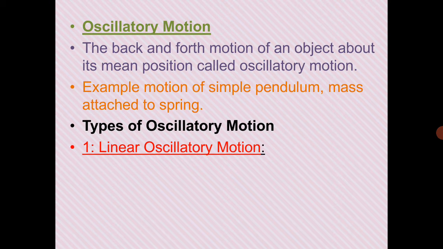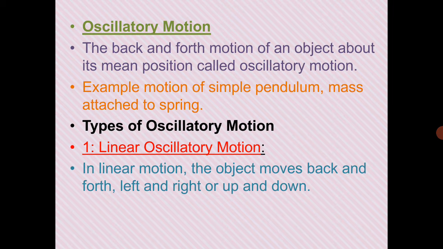There are two types of oscillatory motion. Number one, linear oscillatory motion, also called translatory oscillatory motion. It means that an object is performing linear or translatory motion and it is also repeating. In linear motion, the objects move back and forth, left or right, or up and down. Such motion is called linear oscillatory motion.